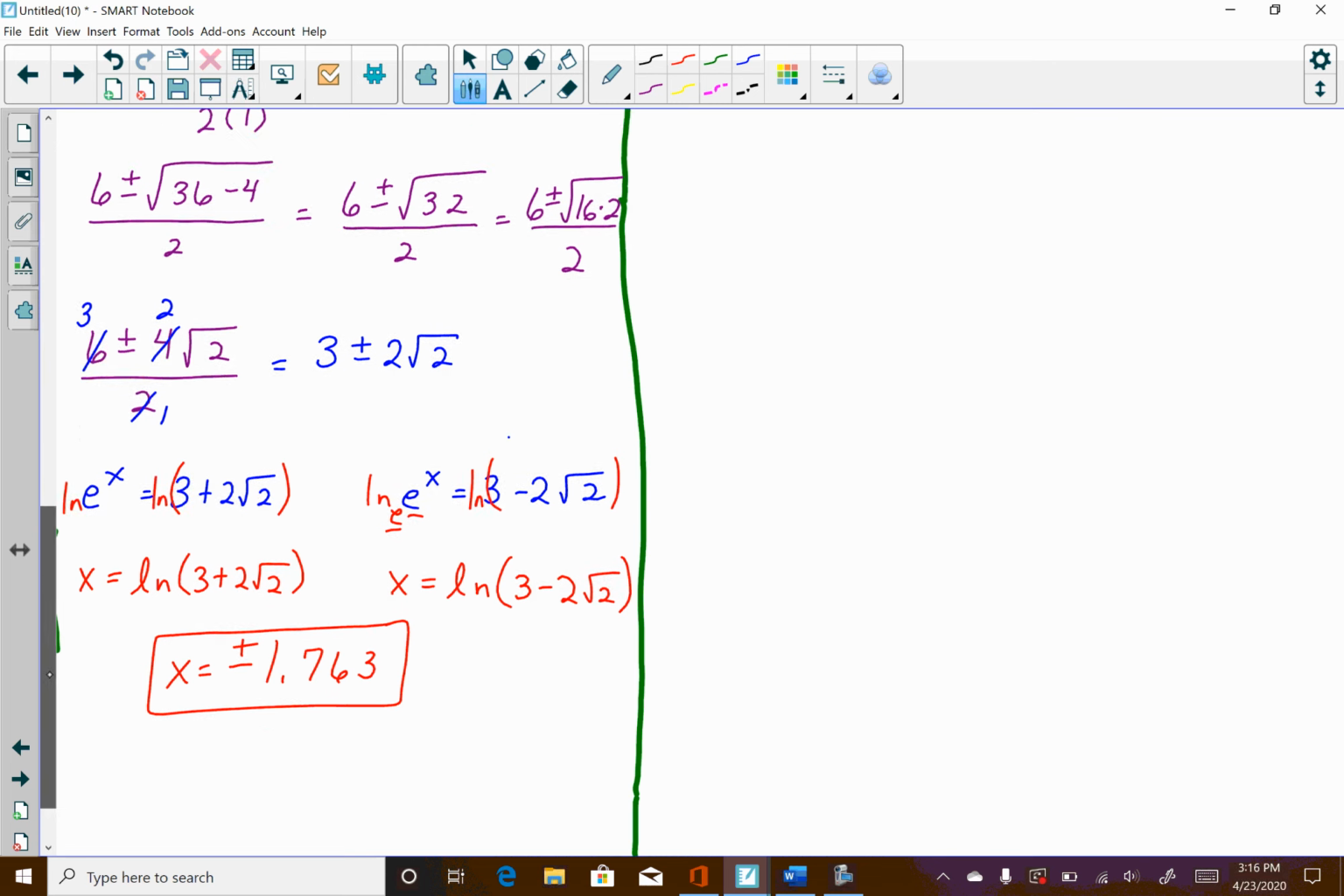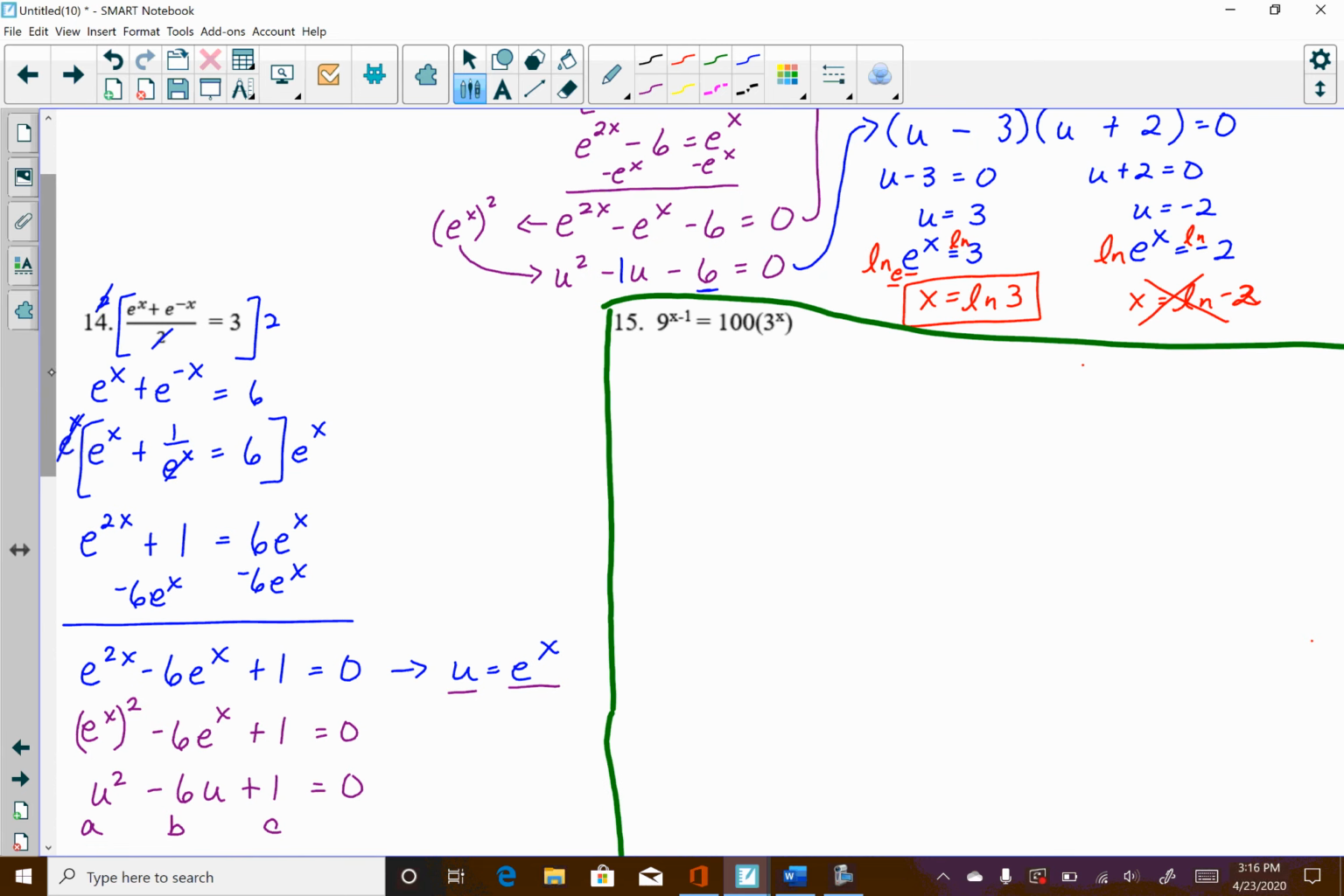All right, let's wrap it up here with the last problem over here on the right, number 15. In number 15, I'm going to try to at least get myself down to having the same bases if I can. So 9, hopefully you recognize, I can write 9 as 3 squared. So that would be 3 squared raised to the x minus 1 equals 100 times still 3 to the x. When you raise a power to a power, you multiply, so that would be 3 to the 2x minus 2 equals 100 times 3 to the x.